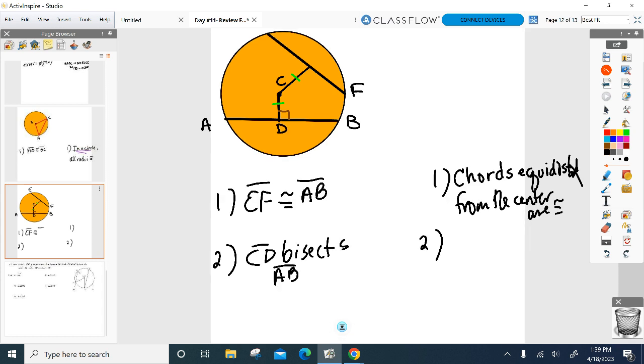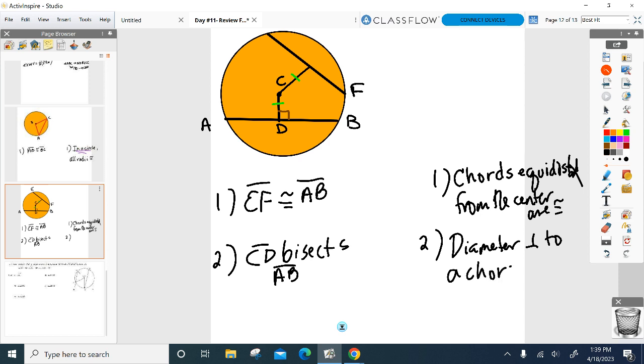But, all right, you remember why that's true? A chord. Oh, no. CD is part of A. A radius perpendicular. I'll take radius. I'll also take diameter. Go ahead. Perpendicular to a chord bisects it. There you go. Nice. Bisects the chord. Good work.